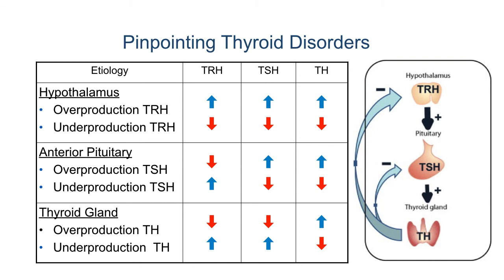If the problem is from the hypothalamus, then everything is going to be low because it's not going to send out any of the initial message through the thyroid releasing hormone to stimulate all those processes. So that's how you separate out what's the level of the problem.